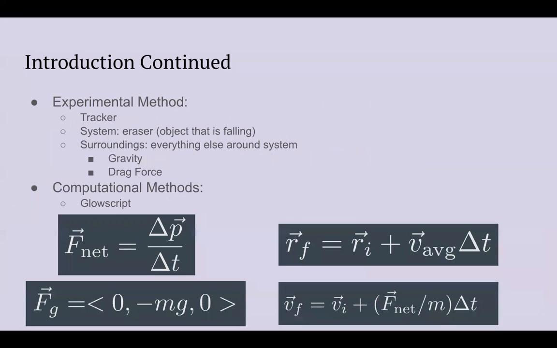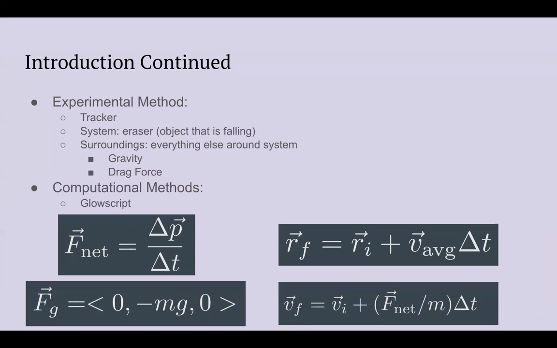For the experimental model, we will be dropping an eraser from a position of rest and investigating its motion through an online tool called Tracker. The system is the falling object, in this case an eraser, and the surroundings are everything else around the system, such as gravity and drag. For the two computational models, we will be using GlowScript. We will use numerous important formulas in GlowScript.